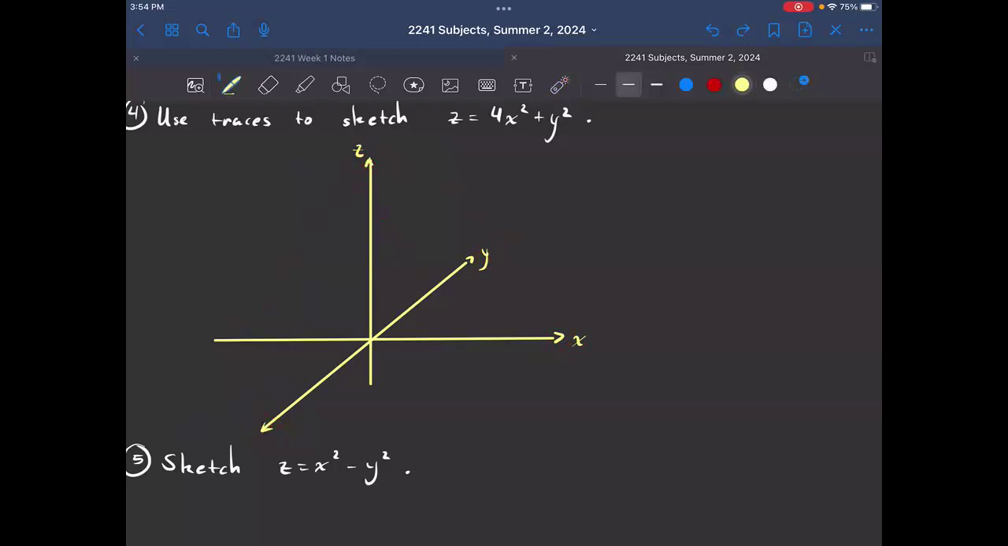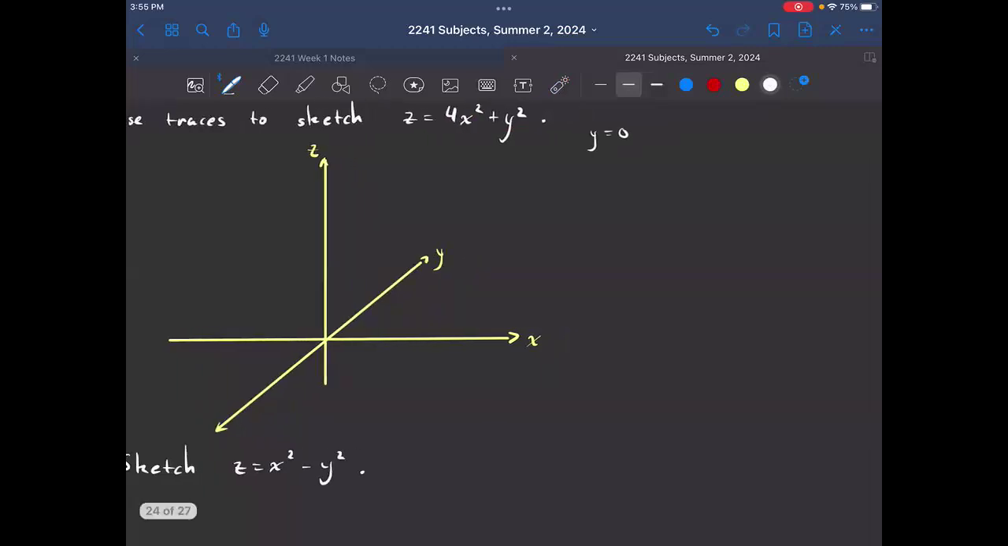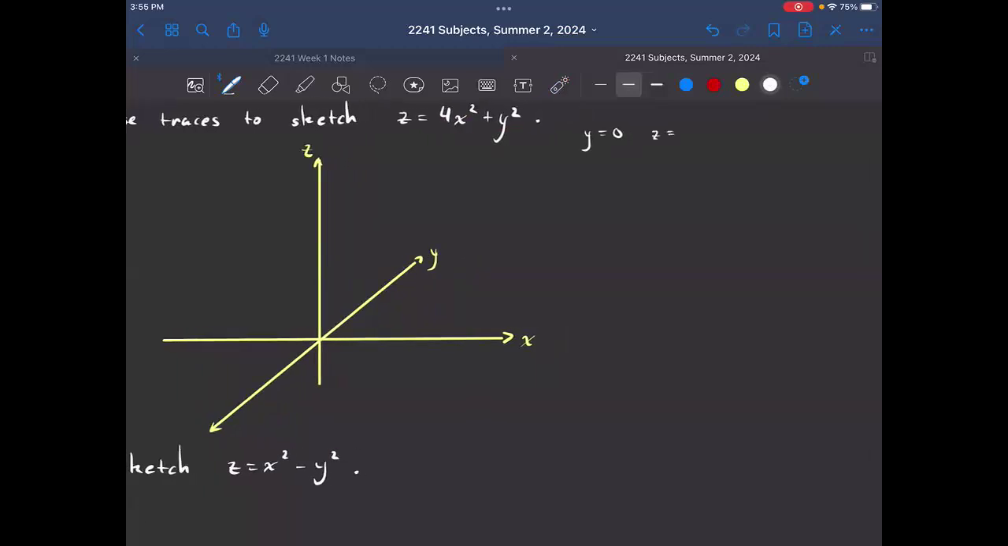Okay, so now we can draw in our thing here, and let's try something a little bit new. What happens if I take this equation and I set y equal to 0? Well, I get what the trace of the equation is in the xz plane, or zx plane. We get z equal 4x squared. Okay, so what happens if x equals 0? Well, then I get z equal y squared. And this is just our standard parabola now, just in different planes.